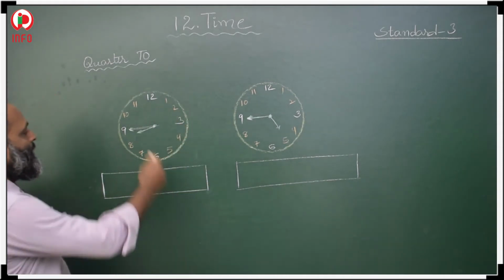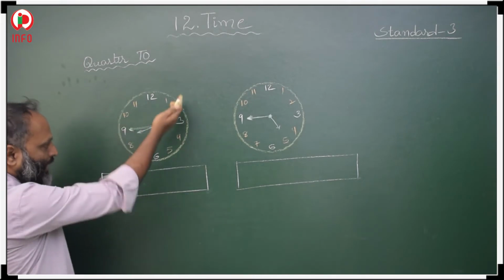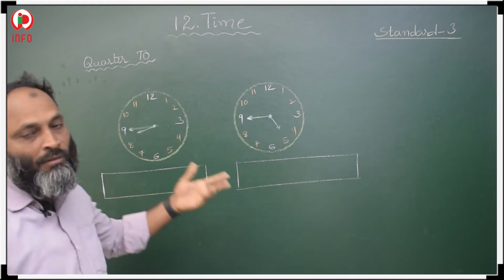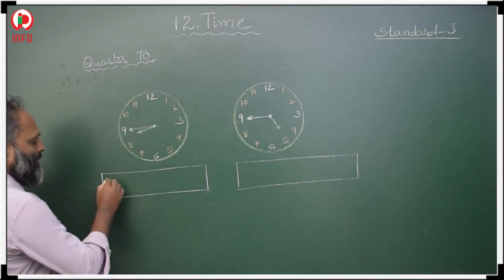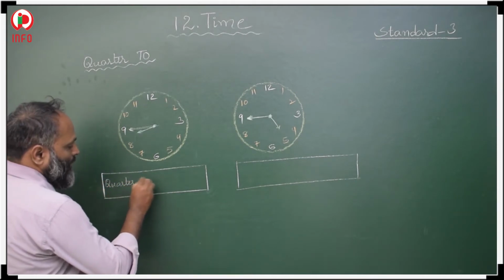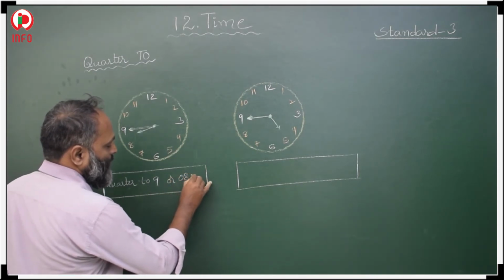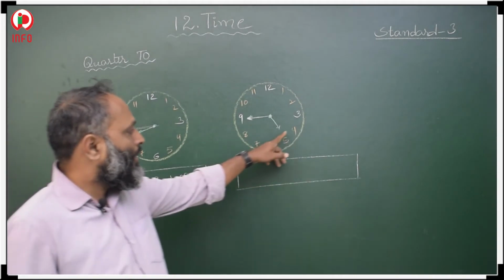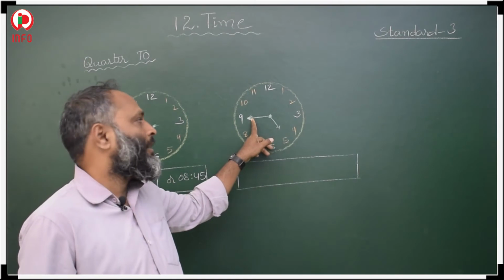So here this is quarter to. The hour hand is at 8, so quarter to 9 we have to write. After 8, whichever number comes, that we have to write. Quarter to 9, or 8:45.